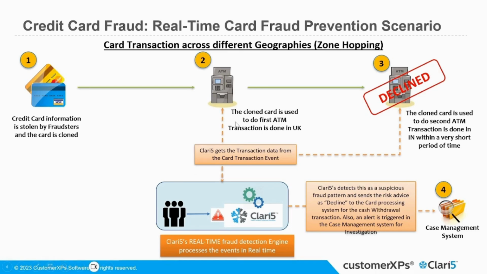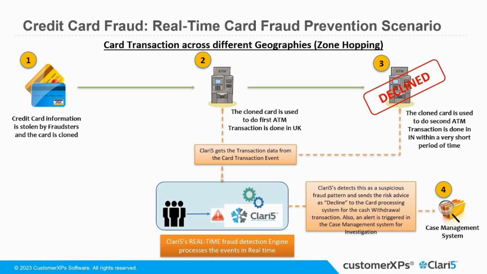There's a first transaction that is happening via the cloned card from an ATM in the UK. That's where Clari5 gets all the transaction-related event data from the card processing system. In another span of, let's say, 5 minutes, we see another transaction happening from the same card, but from a different ATM that is situated in India. And that is happening in a very short period of time.